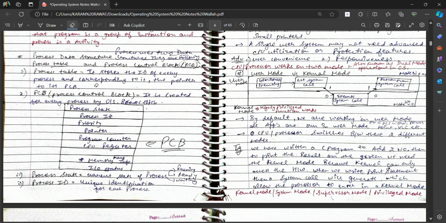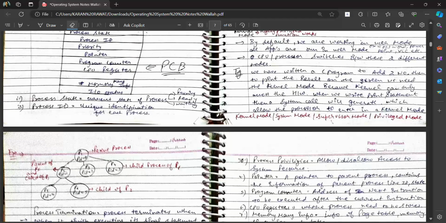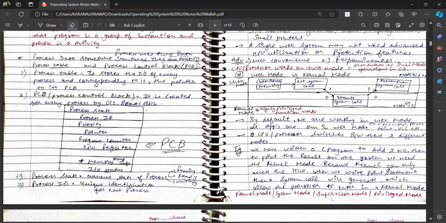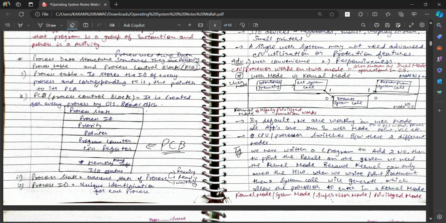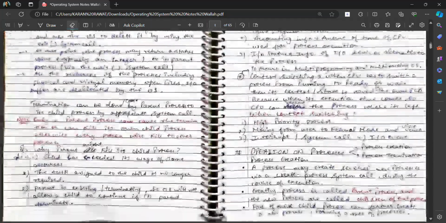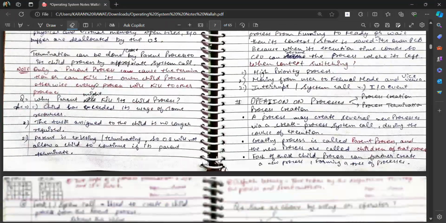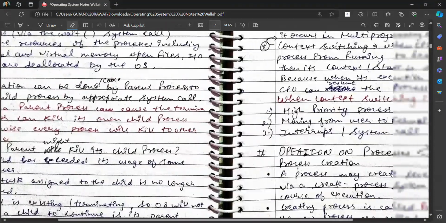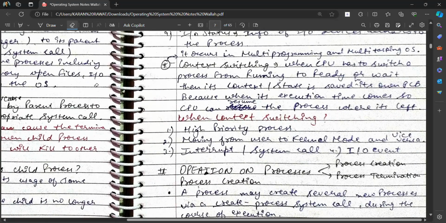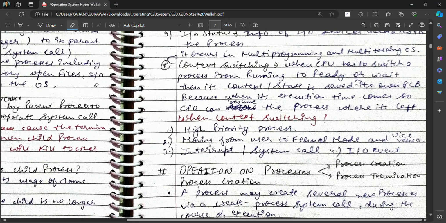In the previous video we discussed the process data structure. We have seen that we have two process data structures: the process table and the PCB. In today's video we will discuss the most important topic, that is context switching. I will give you a crystal clear understanding of what context switching basically means.